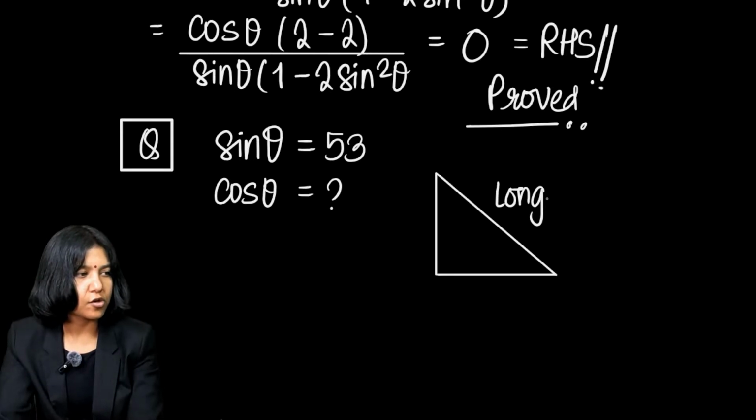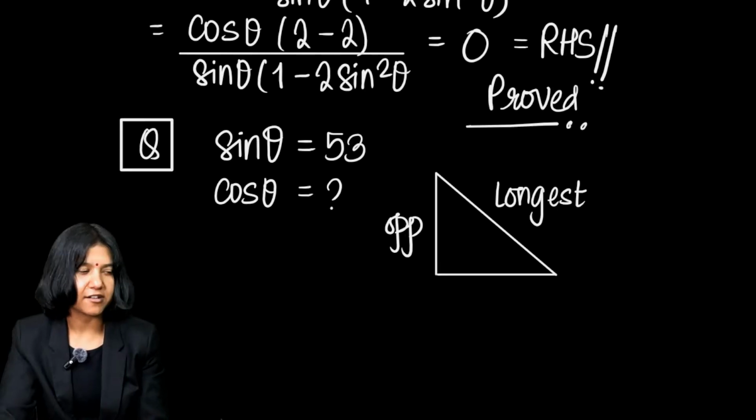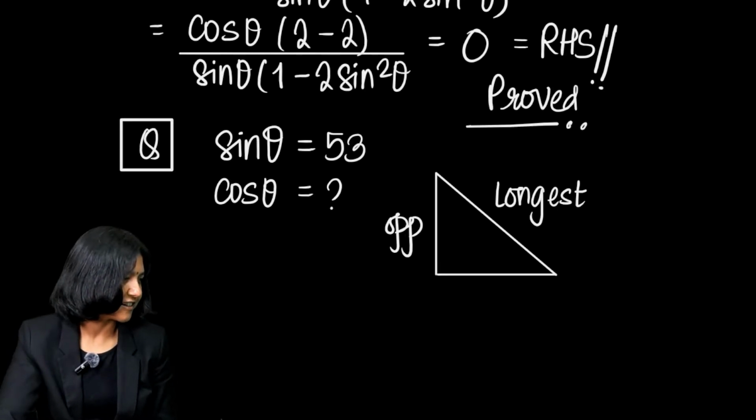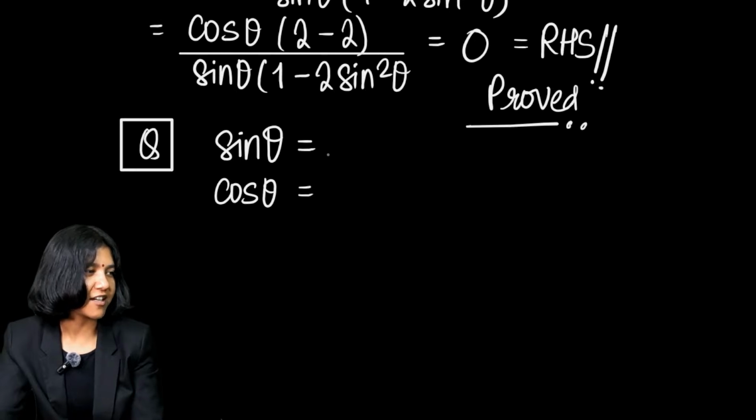There is no way that this ratio of the opposite to the longest side can ever be greater than 1. Yeah, it was 3 by 5. Okay, yes, now that makes sense. Sine theta is 3 by 5. That actually makes a lot of sense, and I must tell you there is a very simple thing.